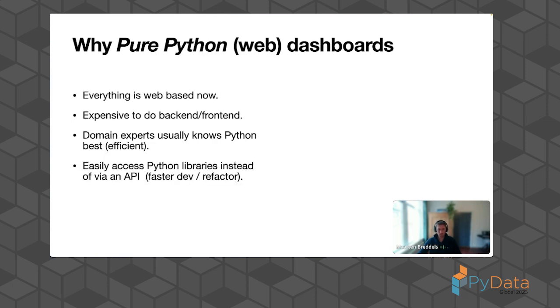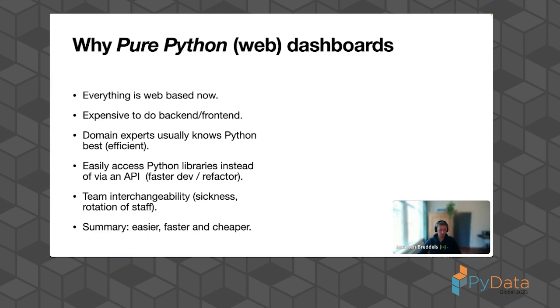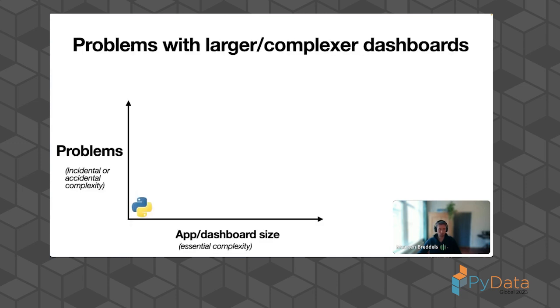And also, it's very easy to access all the Python libraries that we use directly from Python instead of via an API, a REST API. So that makes for faster development and faster refactoring of the application instead of having to redesign your whole REST API. Also very important is team interchangeability. If someone gets sick and it's your front-end person, the project can still continue if everybody just needs to know Python. In summary, it's easier, faster, and cheaper to make pure Python web dashboards or apps.